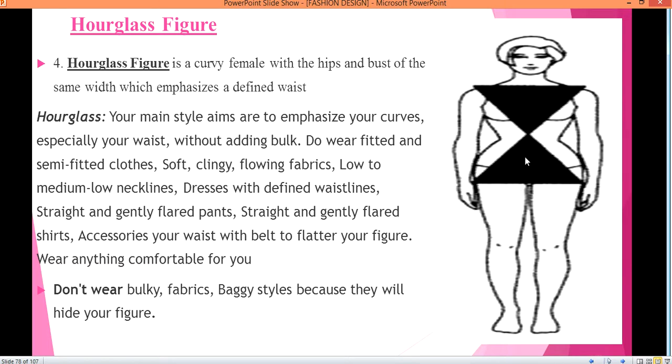Okay, all they need to do is to prevent wearing clothing that would add a lot of bulk to their waist area, because immediately you add bulk to your waist area, it means that you're going to hide the curve on your body. So you avoid wearing bulky fabrics, baggy styles, because they will just hide your figure, but for you, most dresses really work good on you, even with heels. All right.